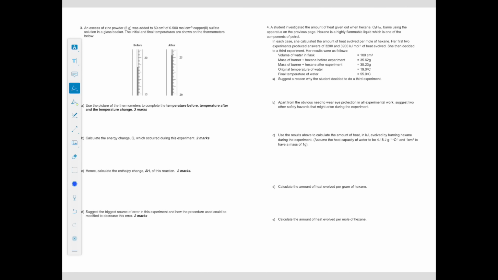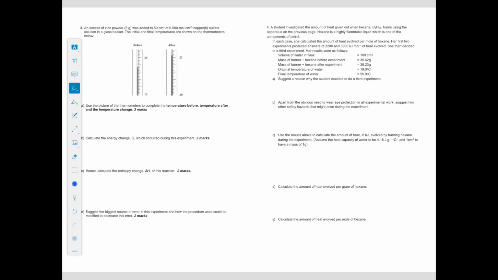3. An excess of zinc powder, 5 grams, was added to 50 centimeters cubed of 0.5 mol dm^-3 copper sulfate solution in a glass beaker. The initial and final temperatures are shown on the thermometers below. Use the picture of the thermometers to complete the temperature before and the temperature after, as well as the temperature change. So this is about accurately reading the thermometer.